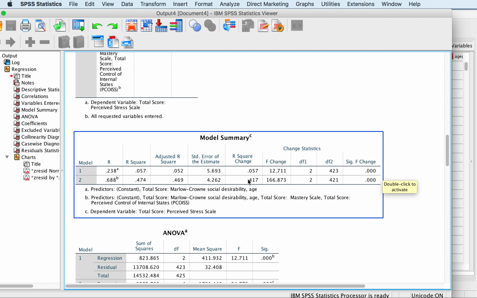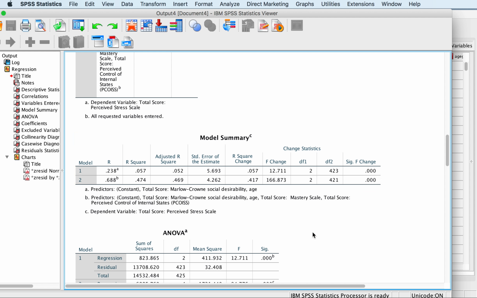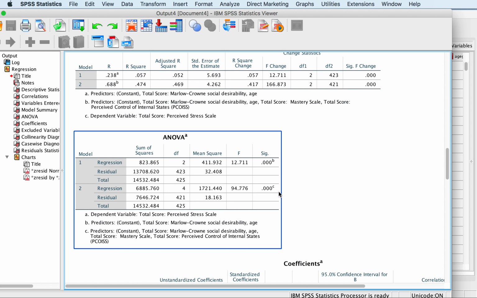So if you add these two together, you're going to get 0.474. Okay, so 0.474 is our R square, 0.469 is our adjusted R square. That is a significant change. Both models are significant. They reject the null hypothesis. So even the first one, even though it didn't account for nearly as much variance, just those two variables, social desirability and age, still was a significant result.